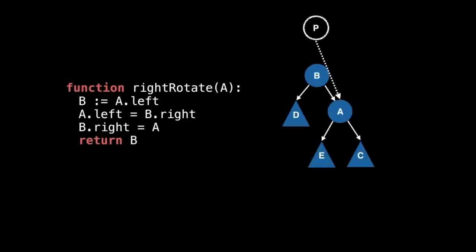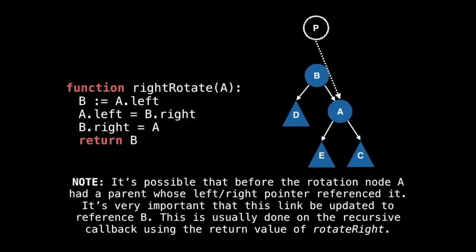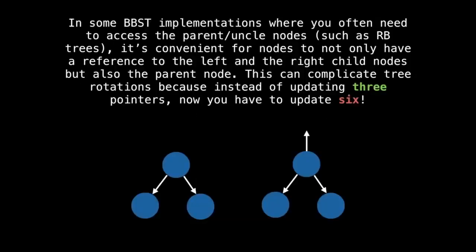However, notice that there's a slight problem. If node A had a parent node, then either the parent's left or right pointer would still be referencing A. This is problematic since B is A's successor after the rotation. So we change the link to now point to B. This step is usually done on the recursive callback using the return value of the right rotate function.